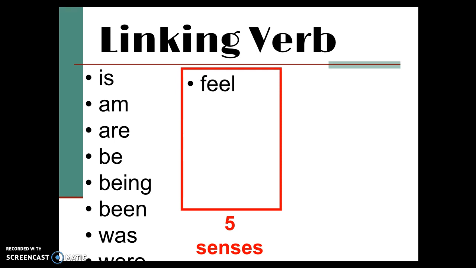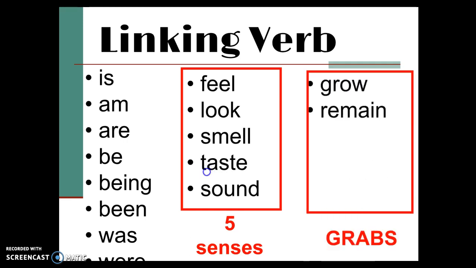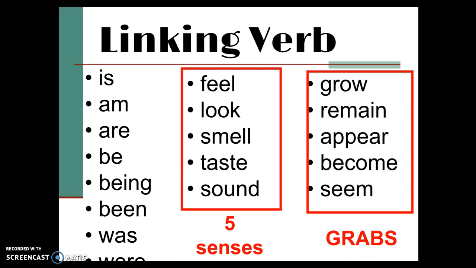We have our am, is, are, was, were, be, being, been. Our 5 senses: how does it feel? How does it look? How does it smell? How does it taste? How does it sound? And then we've got the mnemonic GRABS: grow, remain, appear, become, and seem. And just with any verb, we can always change the form of it by adding ed, changing it to past tense, sometimes having to add ing.